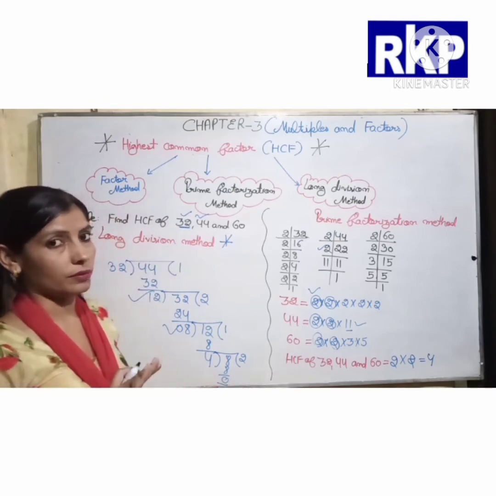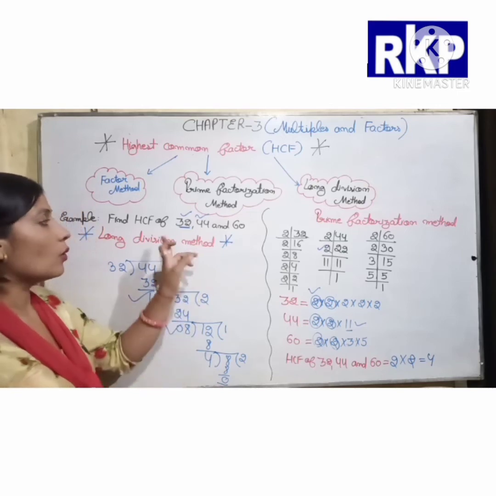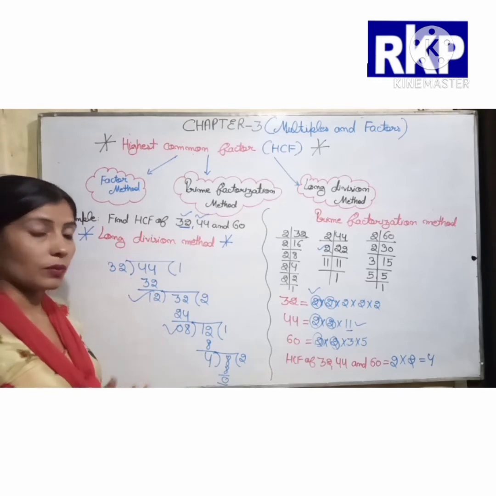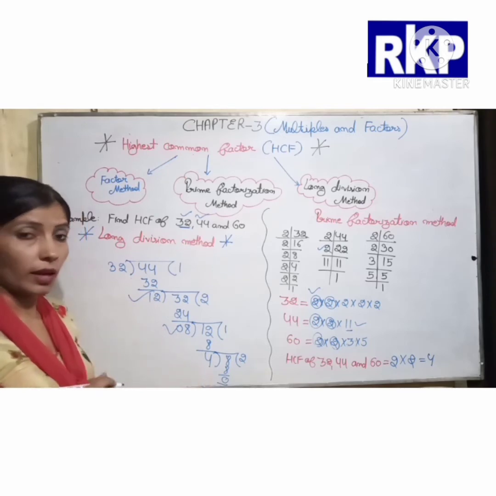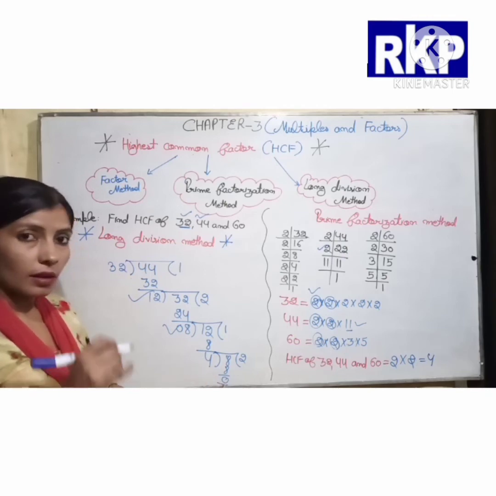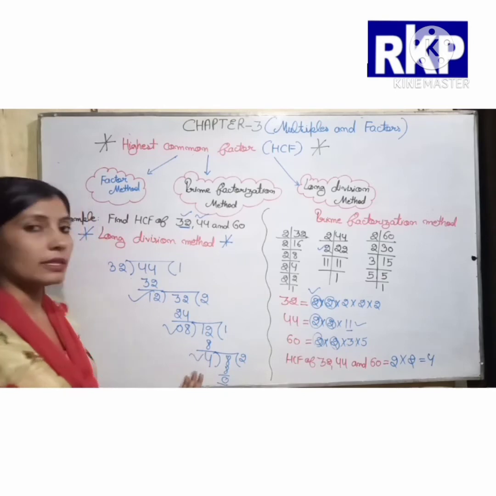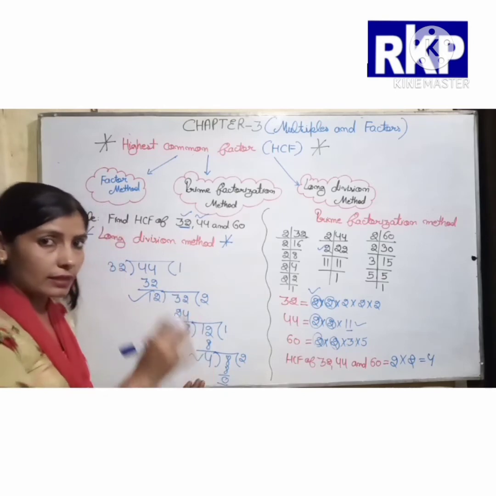So stop here. Okay, if we have only two numbers, if we have only 32 and 44, and we want to find the HCF, then our answer will be only 4. Okay, because here our remainder is 0. Okay, so our last divisor is 4. So 4 is our HCF.